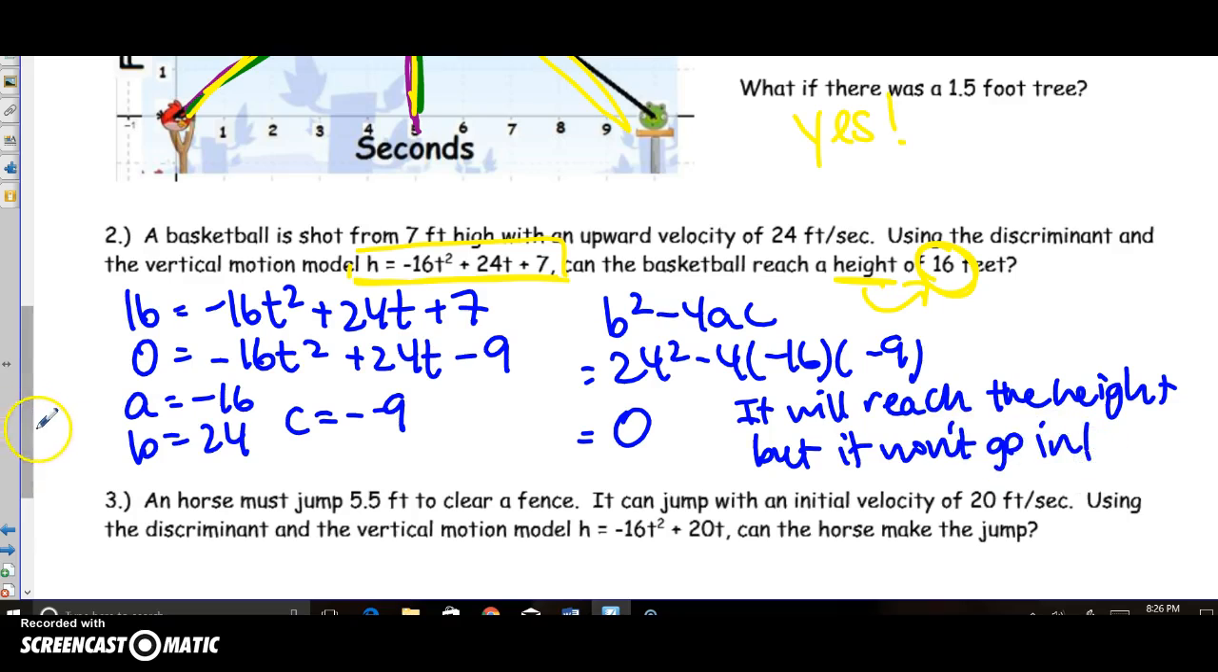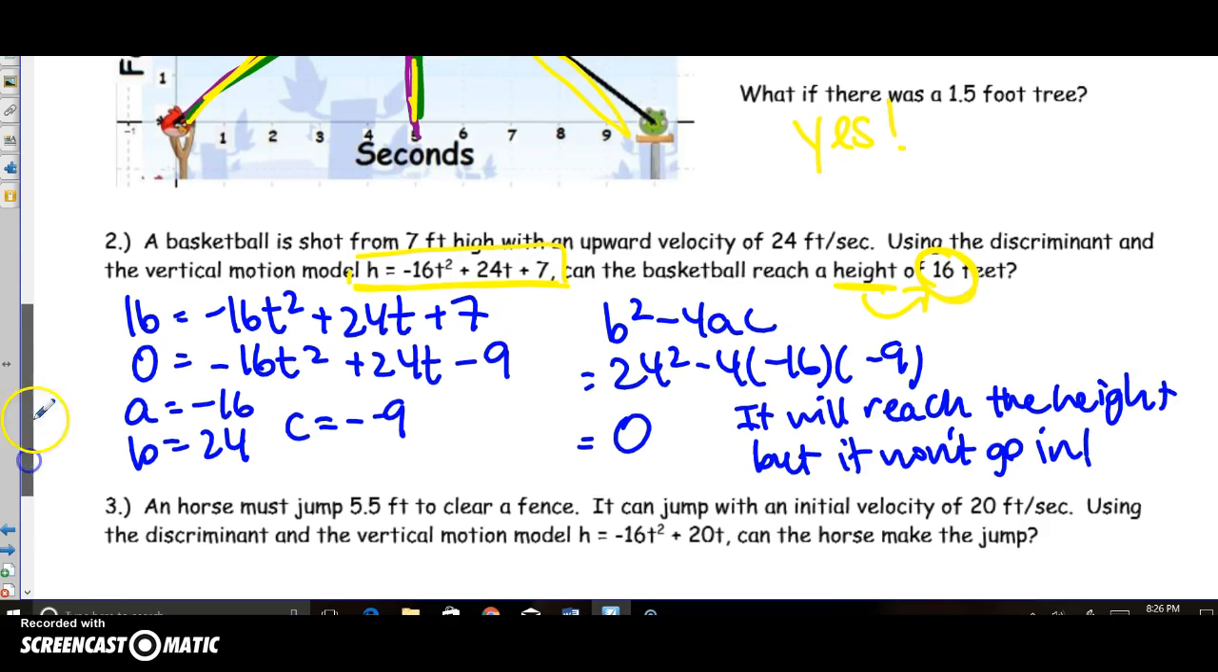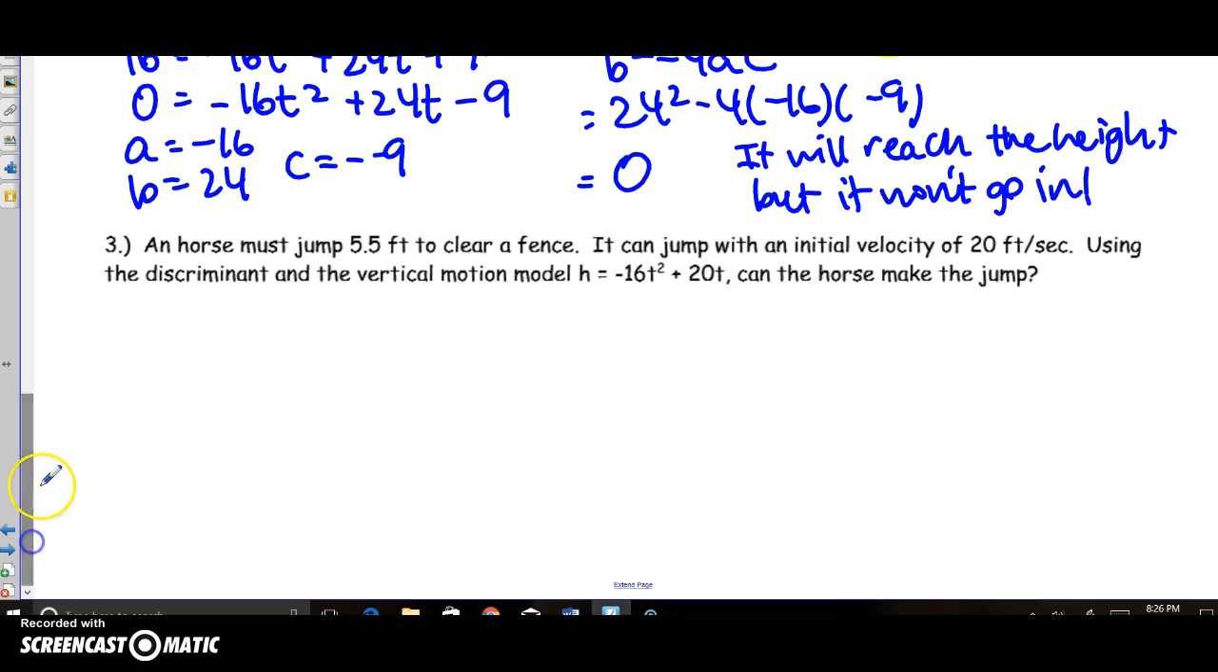Now I'd like you to read this last one and try it out. You will check your work after you have a chance to try it on your own. Pause me, and then check your work.